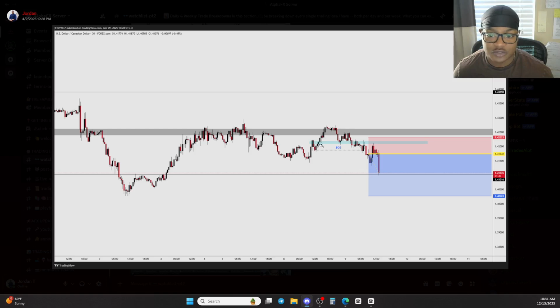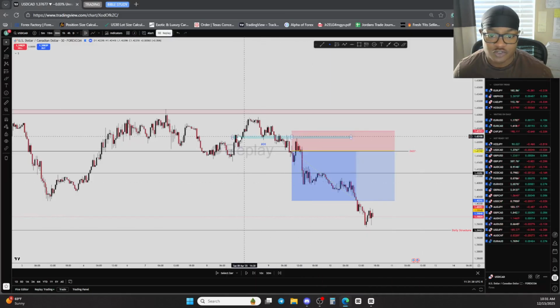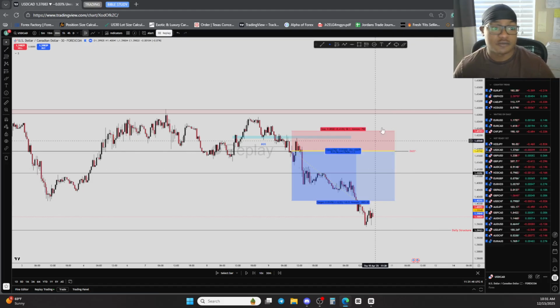Boom, boom, breaker structure, area of interest, our entry. The same trade. That's how you find your area of interest. It's so simple. You just need two time frames in sync.